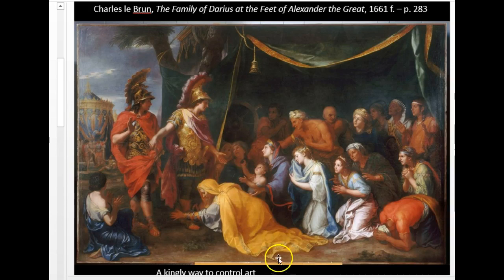It is complicated by the fact that the mother of Darius mistakes Alexander's general, this guy in red here, for Alexander, and so some people are reacting to this faux pas, and others are just reacting to Alexander the Great now being the new leader in town.